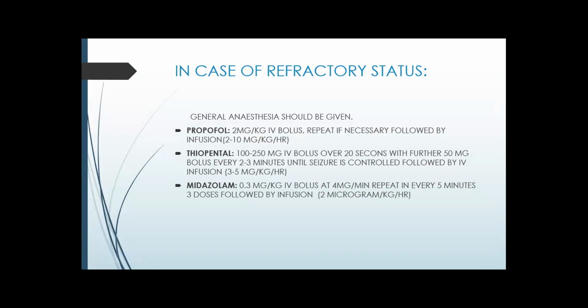In case of refractory status, general anesthesia should be given. Propofol 2 mg per kg IV bolus, which could be repeated if necessary, followed by maintenance infusion of 2 to 10 mg per kg per hour. Thiopental 100 to 250 mg IV bolus over 20 seconds, with further 50 mg bolus every 2 to 3 minutes until seizure is controlled, followed by IV infusion of 3 to 5 mg per kg per hour. Midazolam is given 0.3 mg per kg IV bolus at 4 mg per kg per minute. It is repeated every 5 minutes, 3 doses, followed by infusion of 2 microgram per kg per hour.